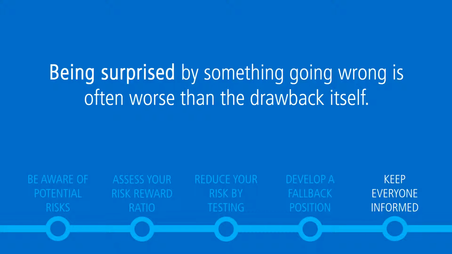Being surprised by something going wrong is often worse than the drawback itself. Avoid surprising your supervisor, problem owner, or other stakeholders by something you do. Keep them informed and communicate your intentions and actions. They can sometimes see a problem before it happens and provide you with some insight.